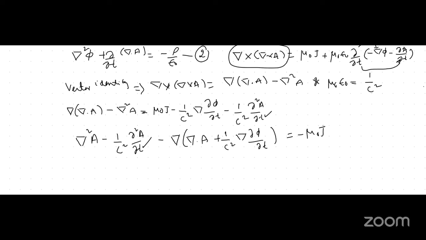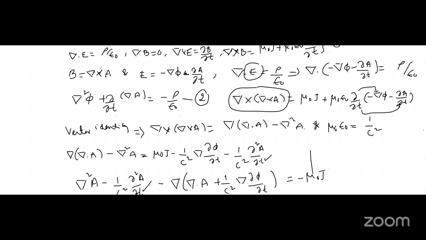del square phi plus ∂/∂t of (del dot A) is equal to minus rho by epsilon naught, we have got, and another equation which we have got is this equation. Now here what we have to do is we have to use the Lorentz gauge transformation. So by using the Lorentz transformation, we have.